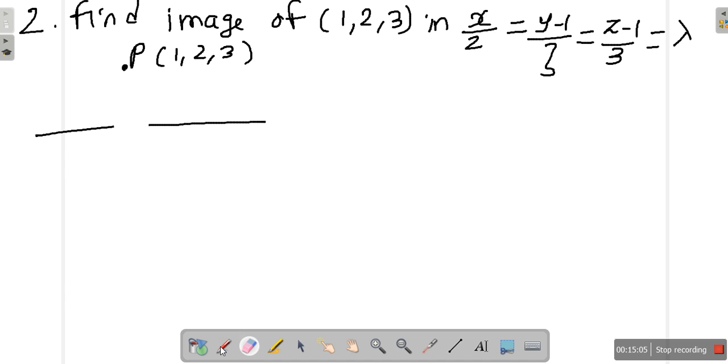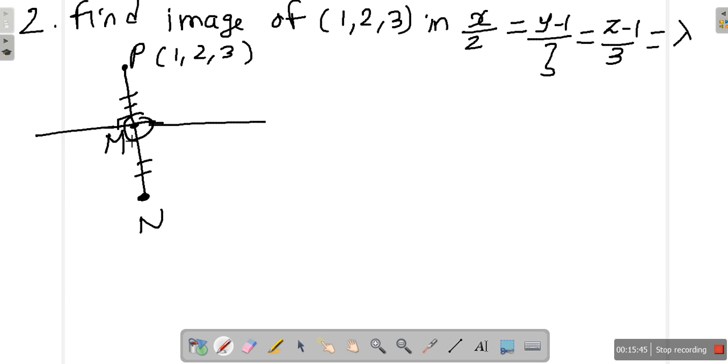We want to find the image. Means if we draw a perpendicular and if the image of this point P is here, so this is M and this is N. N is the image of P. Then PM and MN will be the same, and this line will be at right angles. So all we have to do is, just as in the previous exercise, find the coordinates of M and then use the midpoint formula to find the coordinates of N.